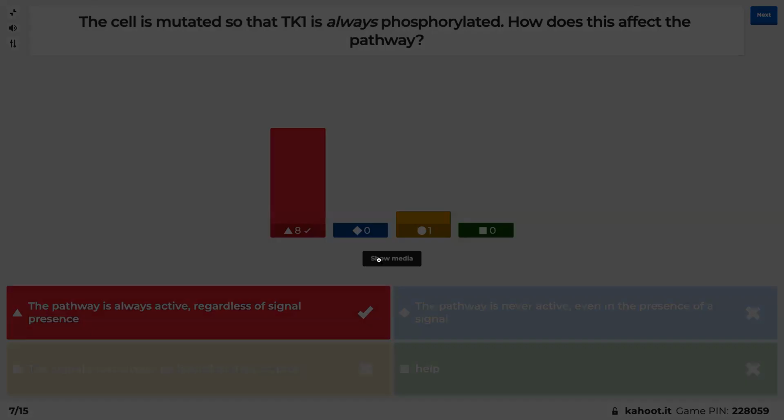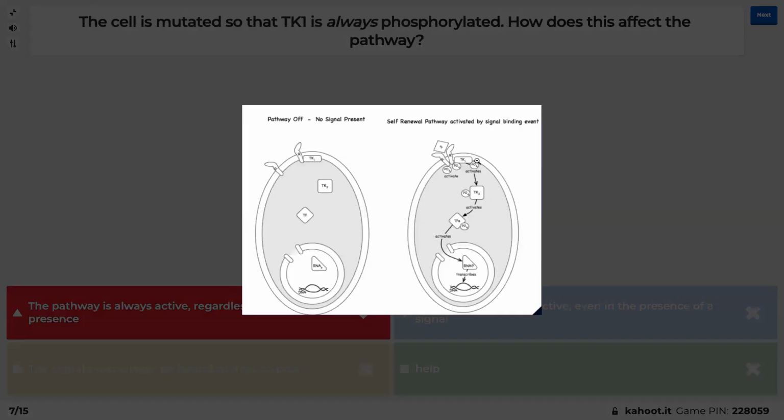Okay, yeah, good job, guys. So if TK1 is always being phosphorylated, it's constantly phosphorylated, then the pathway is just gonna keep going through and through and through.